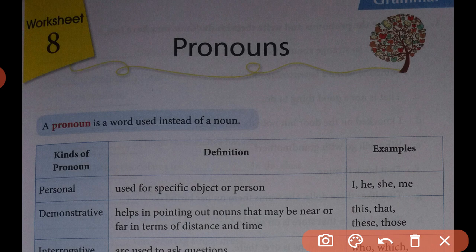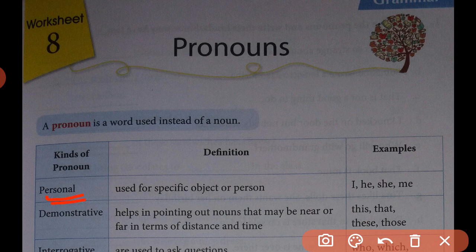We have discussed in earlier video lectures what pronouns are. Here we will go through the kinds of pronoun with the help of a tabular form. In an earlier video lecture we discussed a lot about the personal pronoun. Here you see, the first kind of pronoun given is the personal pronoun.